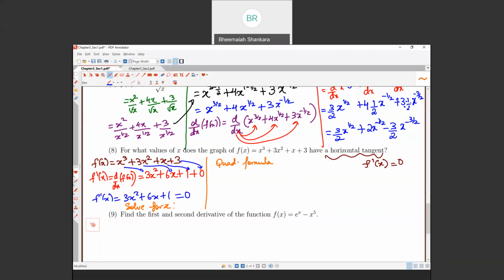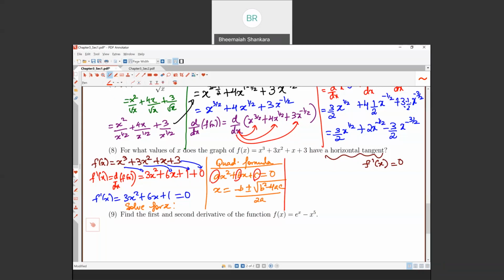Suppose you have an equation ax squared plus bx plus c equal to 0. The solution of this equation will be x equal to negative b plus or minus the square root of b squared minus 4ac, divided by 2a. So you identify the coefficients a, b, c, and plug into this formula.